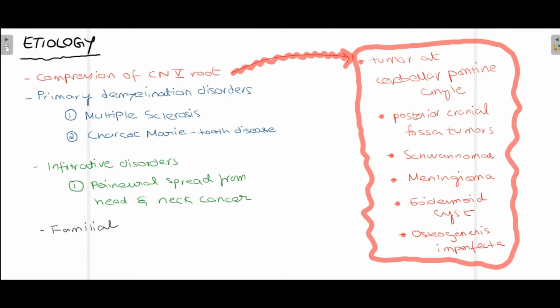So, these infiltrative disorders can also affect the trigeminal nerve, which can lead to the symptoms of trigeminal neuralgia. And sometimes, when all of these factors are not present, there are certain conditions, and trigeminal neuralgia is one of them, in which these disorders are present in families, so they can pass on from one generation to another. So these are the important and common etiological factors that might lead to trigeminal neuralgia.